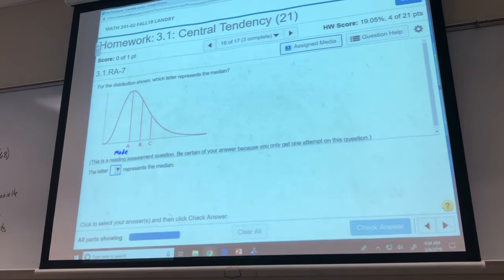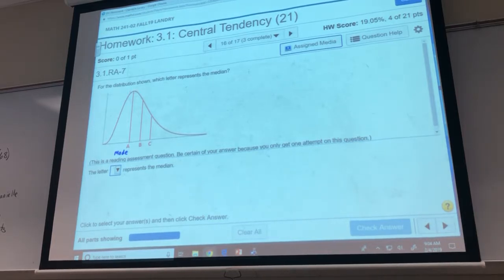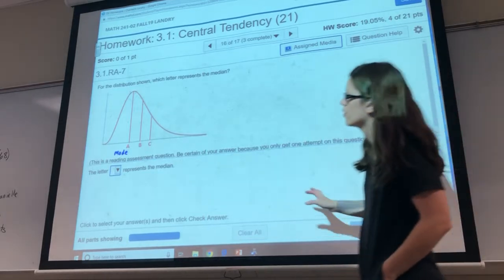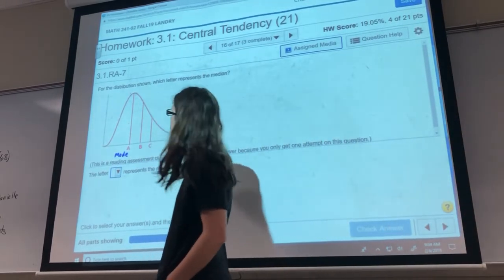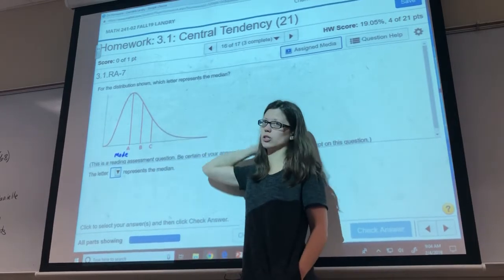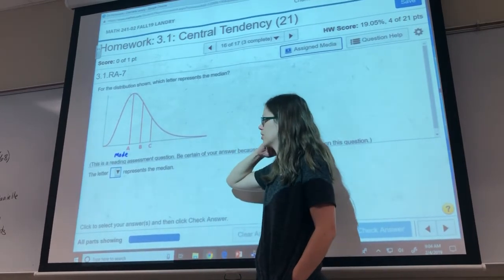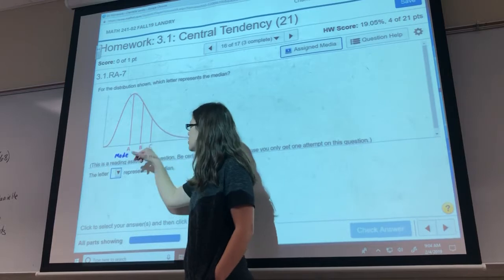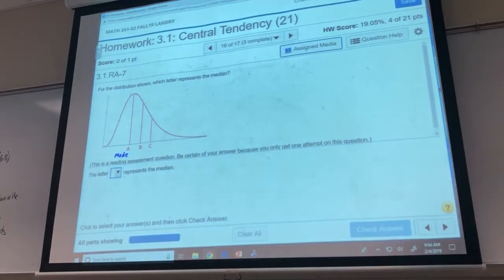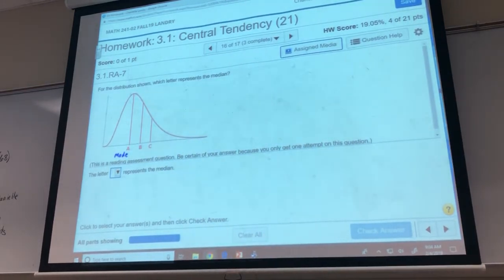Okay, and then you have to remember the median is resistant and the mean is not. So with this one, we've got our outliers over here to the right, because that's where our tail is. So the mean is getting pulled over towards where those outliers are in the tail. The mean is getting pulled this way. So C, the one that's closest to the outliers, that's going to be your mean.